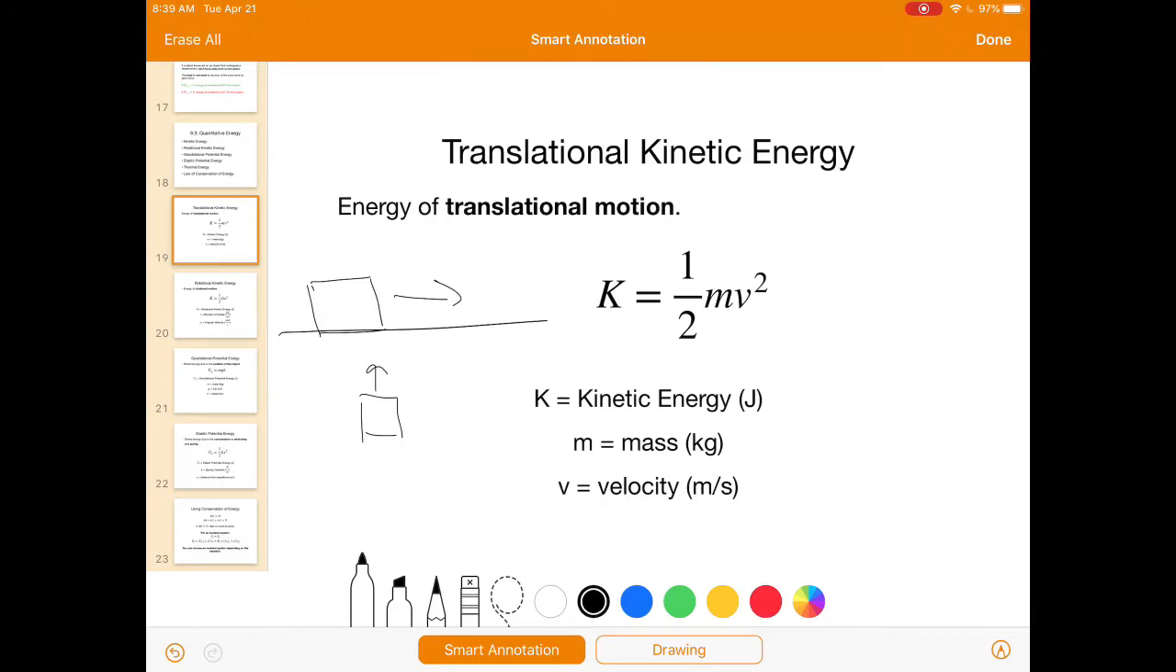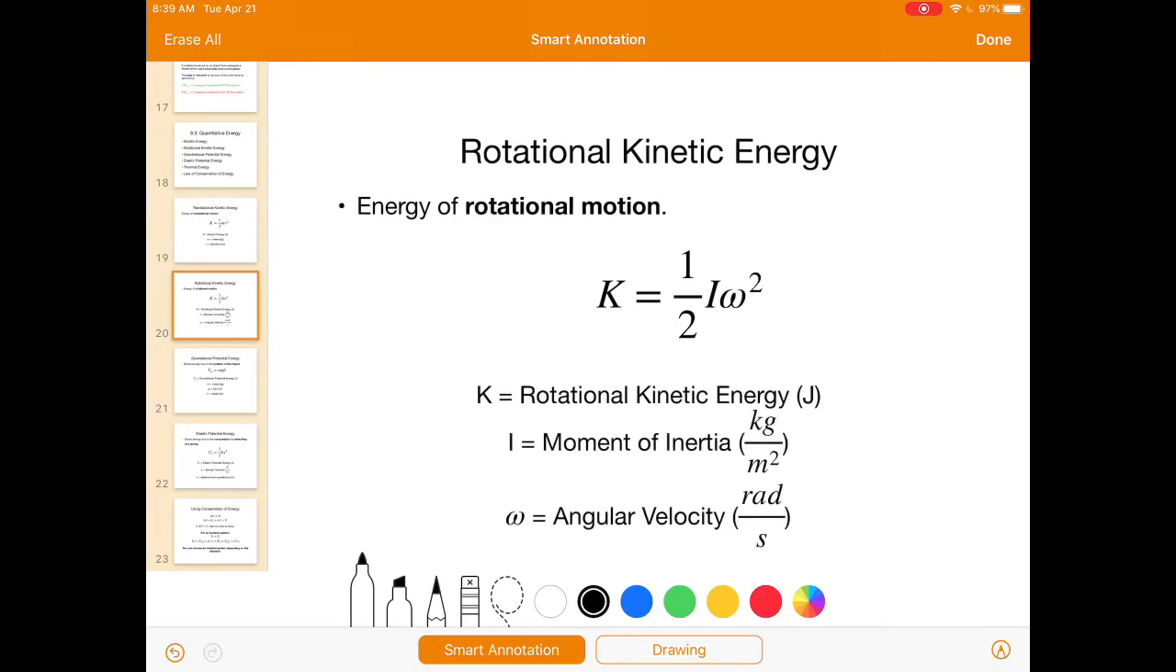So m is mass, v is velocity. Those are in kilograms and meters per second, as always. And K is in joules, as all of our energies are going to be. So this tells me that something that is moving fast is going to have a high kinetic energy. Something that has a high mass is also going to have a high kinetic energy. All of that should be fairly intuitive.